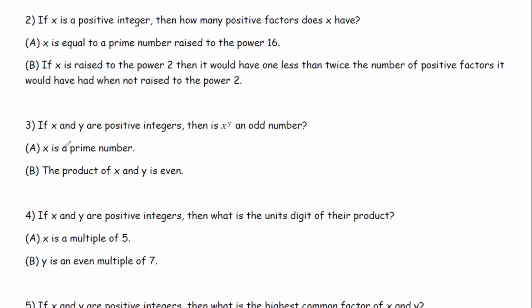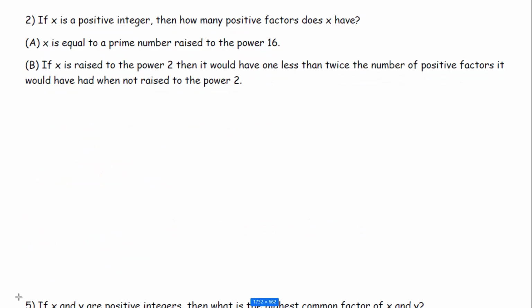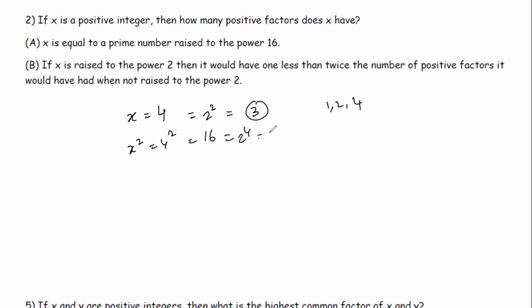So I realized that it was all too cramped up, so I'll resolve the second statement again for you. In the second statement, if x is 4, then it is 2 square. In that case, according to that concept, there will be three factors: 1, 2, and 4. Correct? Now, if x is raised to the power 2, meaning x square, meaning 4 square, meaning 16, meaning 2 to the power 4, then it would have five factors. Correct?